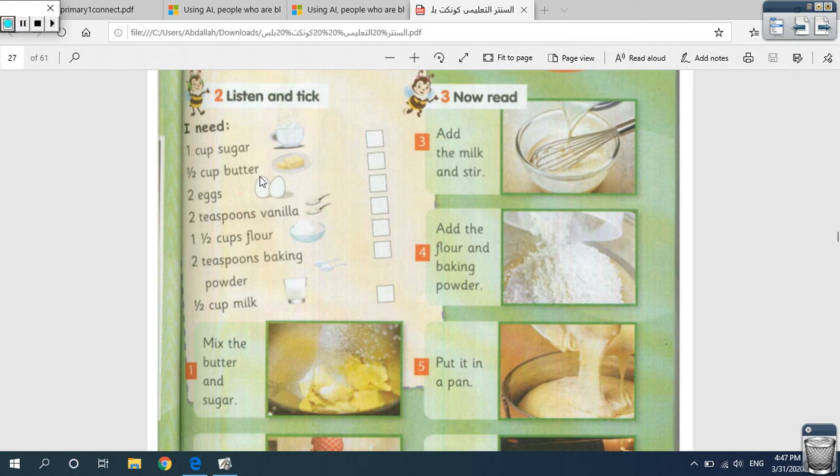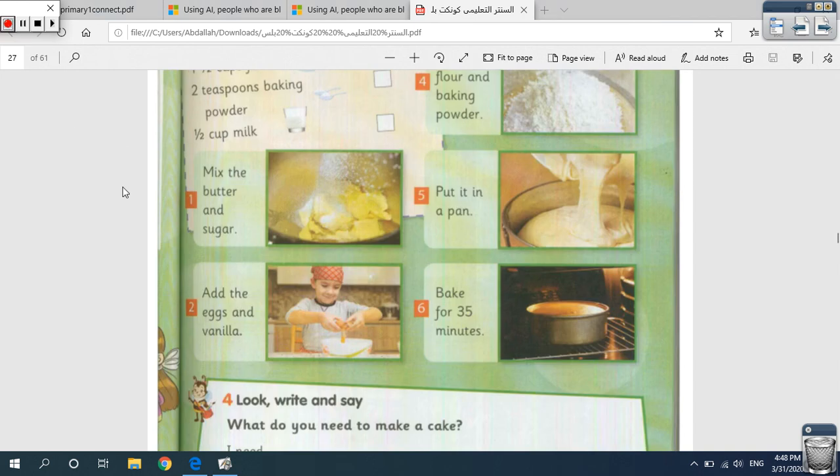Of course, we need flour. This is the most important thing. We need butter, eggs, vanilla, baking powder, milk, and sugar. What else do we have here? I want you to look at the boy. He's making a cake with his mother. But what are the steps to make a delicious cake?